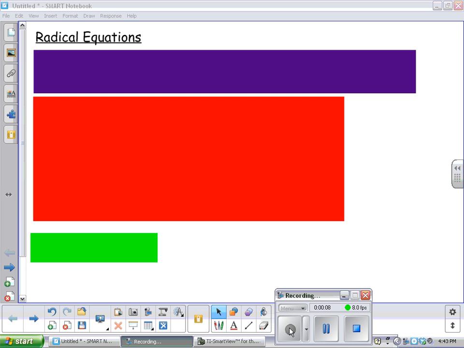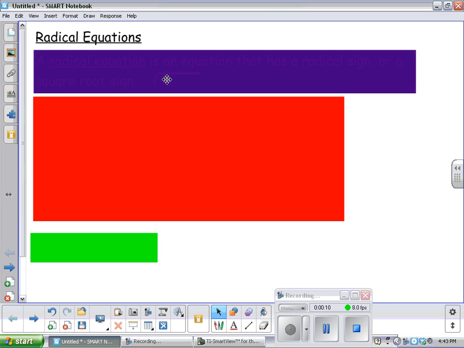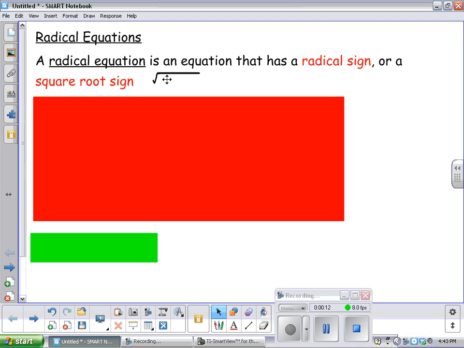Class, we're going to be learning about radical equations. A radical equation is an equation that has a radical sign or a square root sign. That's this symbol.